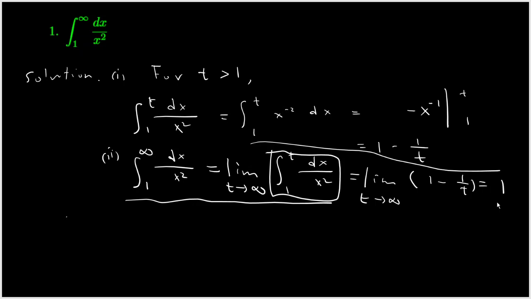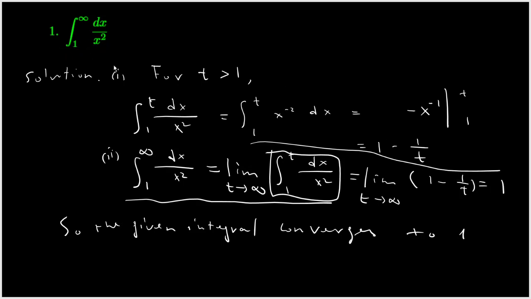Actually, you can say the given improper integral converges to the value of 1, right? In some cases, I believe you can imagine, the answer after taking the limit could be infinity. If the answer is infinity, it's not a finite number, then you say the integral is divergent, or you say the integral diverges to infinity.